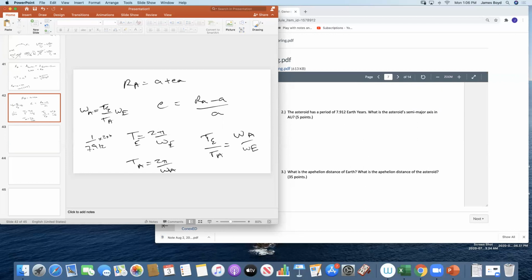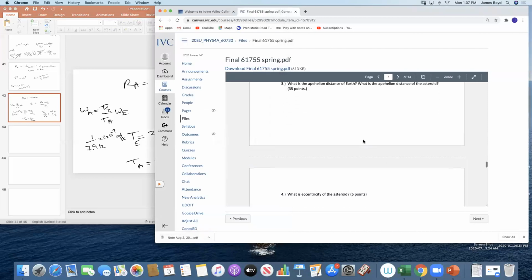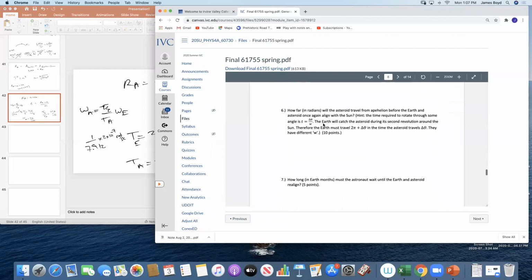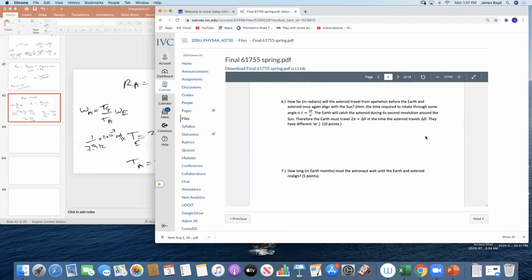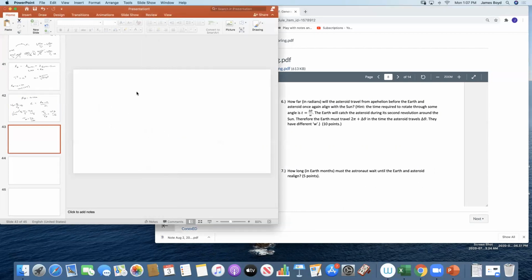times 2 times 10 to the minus 7 rad per second. And you can see that this is going to be very small, smaller than the Earth, right? It's traveling slower than the Earth at aphelion. That should make sense. Once you do that, I want to know how far in radians does this thing travel before the Earth catches it again. This is a little bit of a weird problem.